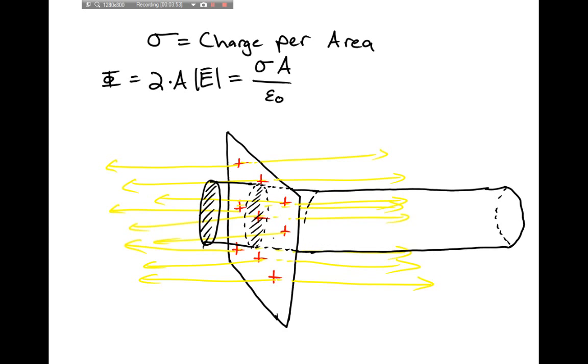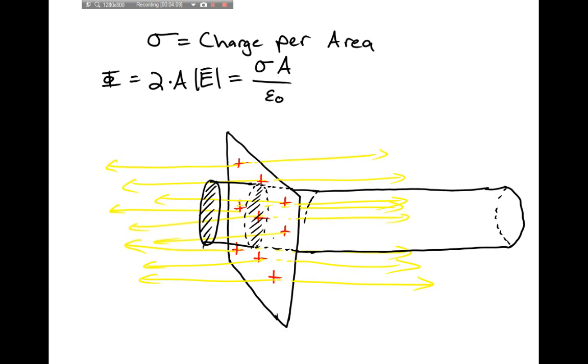So what this tells us is that if you have a very, very large sheet of charge, the electric field is the same anywhere. So it doesn't matter how far away you get from this sheet of charge, the strength of the electric field is always the same.